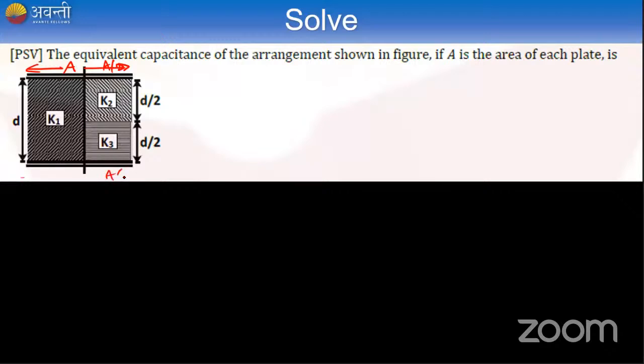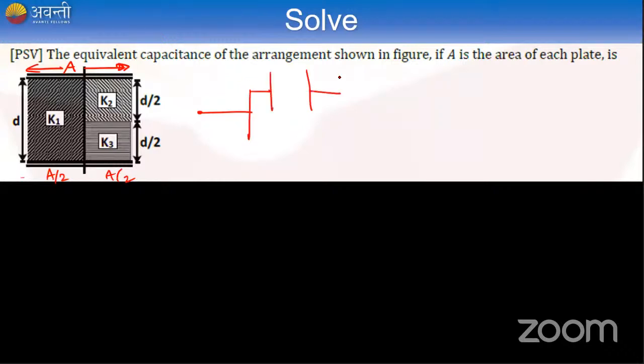If this is A by 2, then this also will be A by 2. Please try to calculate what will be the capacitance. Say your equivalent capacitance would be something like this. Please try to check out, guys. Hope you guys are solving along with me.